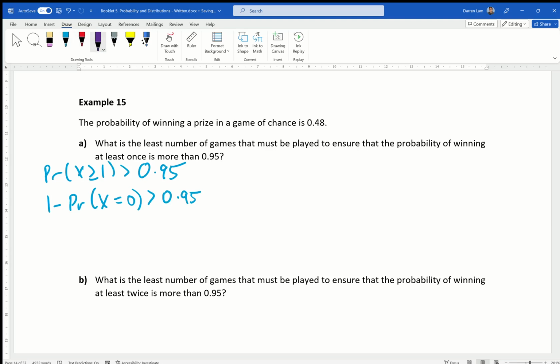Or, alternatively, interpreting that, if 1 minus the probability of x being 0 is greater than 0.95, I can say that the probability of x being equal to 0 needs to be less than 0.05. Any questions about that? Okay. If you think about it, 0.48 means that the probability of failure is 0.52 to the power of n, because it's n tries, we don't know how many trials, we just want to write n, it needs to be less than 0.05.